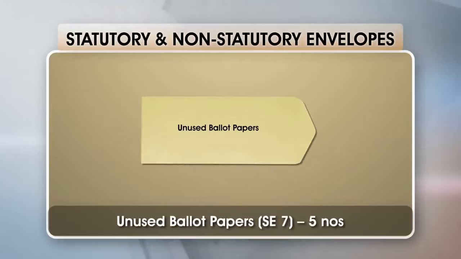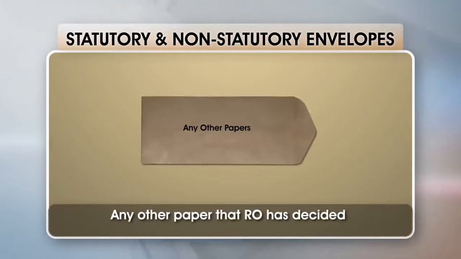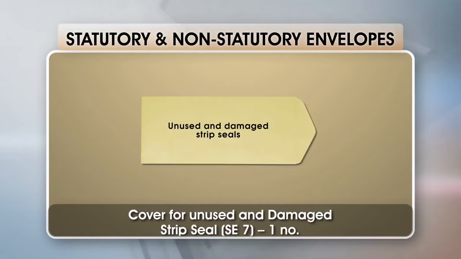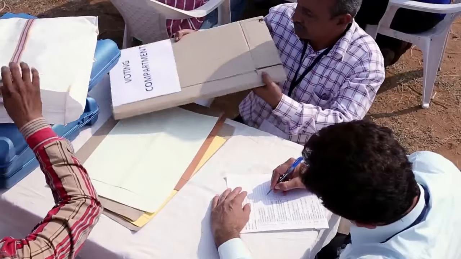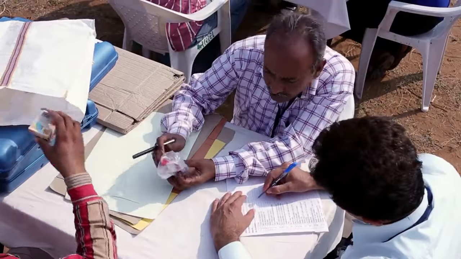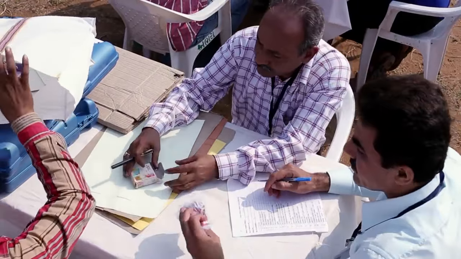For unused ballot papers, SE7, 5 numbers. For any other paper that RO has decided to keep in sealed cover, 1 number. Cover for unused and damaged special tag, SE7, 1 number. Cover for unused and damaged strip seal, SE7, 1 number. There's a sizable amount of stationery to be collected as well. Ravi and his team checks them all.